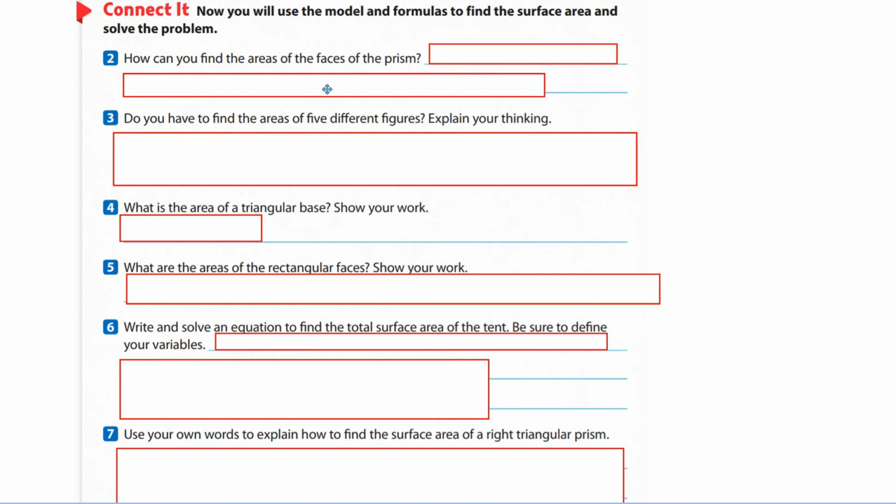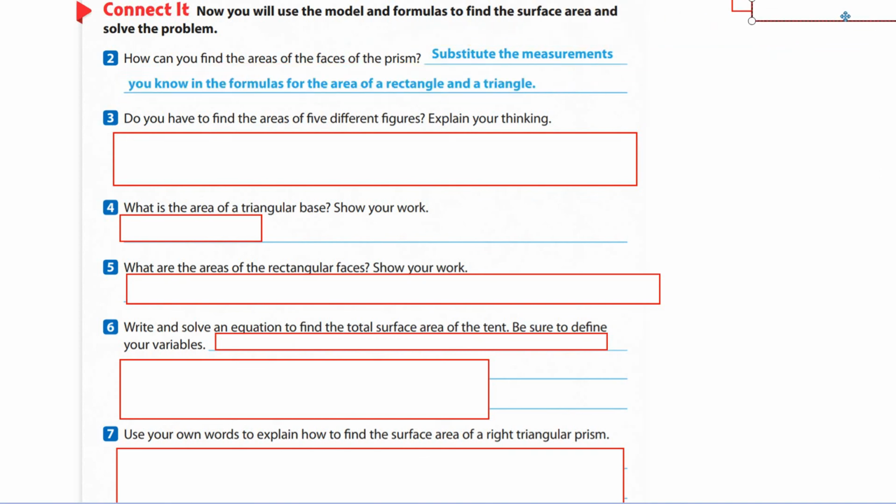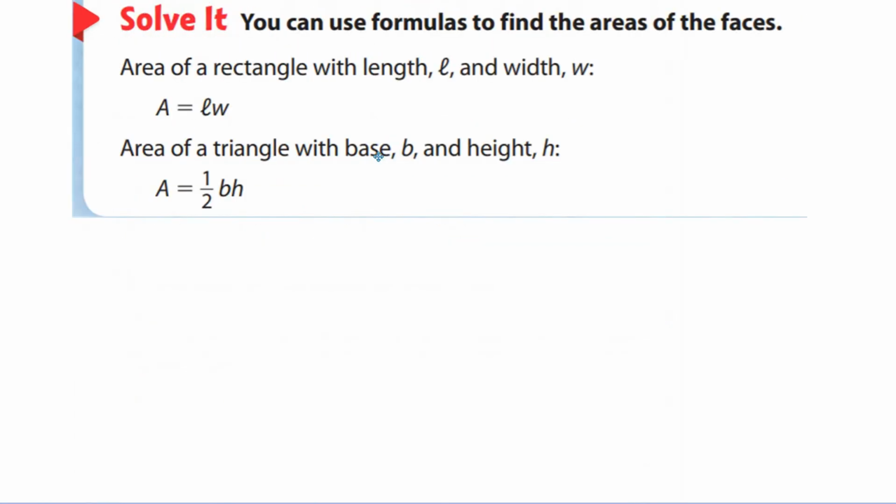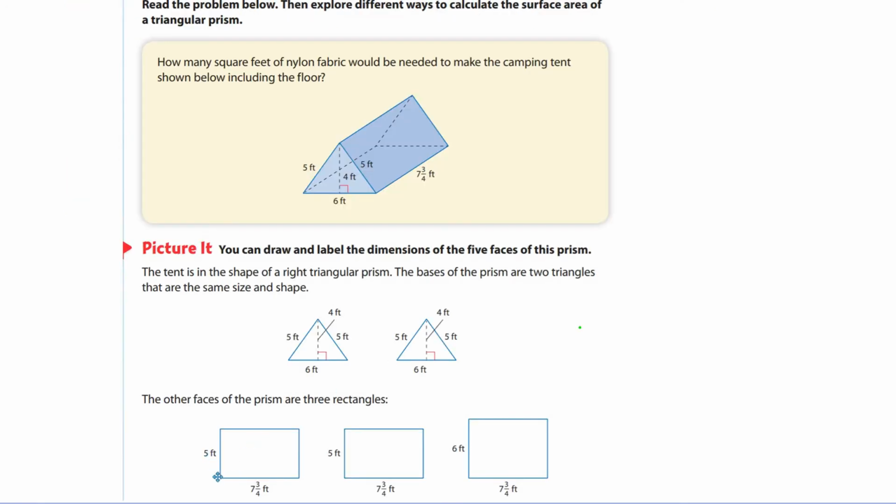Let's look at question 2. How can you find the areas of the faces of the prism? We did that before. We showed you, substitute the measurements in the formulas for the area of a rectangle and a triangle. Here you have the formula, and instead of L and W, you substitute the measurements: length, width. All right, same thing with the triangles. Base, height, you just substitute the measurements.